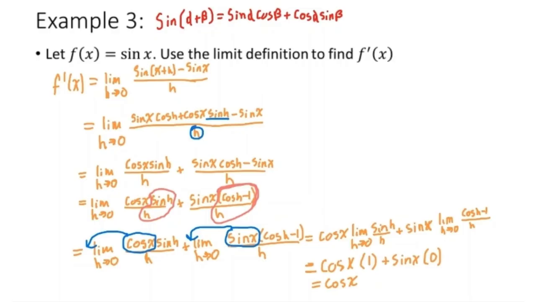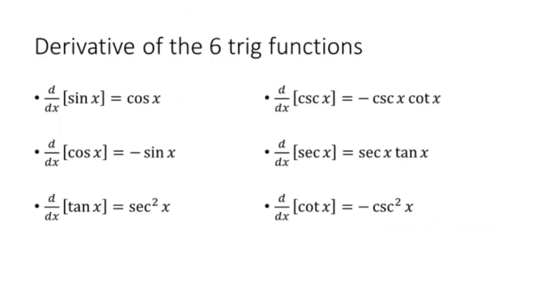As an exercise, try finding the derivative of cosine x using the limit definition. The process is fairly similar, except you would want to look up what the sum difference properties for cosine are. Now we'll present the derivative of all 6 trig functions. In the previous example, we saw that the derivative of sine x was cosine x. If you use the limit process to find the derivative of cosine x, you'll find that the derivative of cosine x is negative sine x.